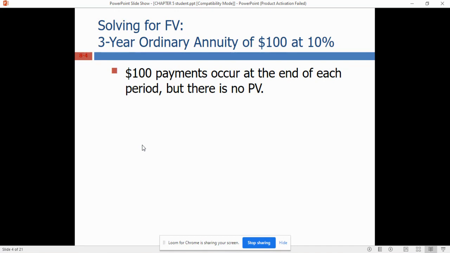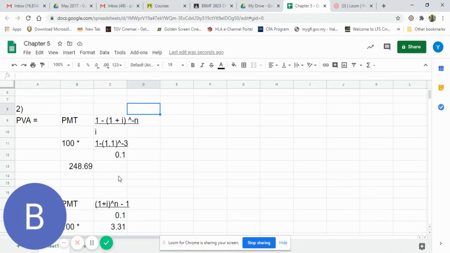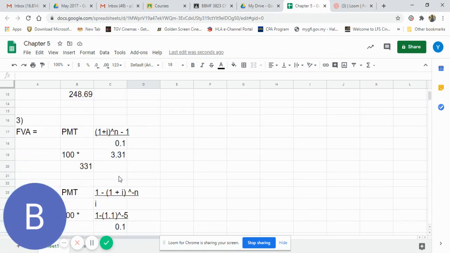So class, what did you get? Did you get 331? Right, so that should be your answer. As the class, of course, you have an option, right? You can use a PV table to calculate, or you can use the formula like this, right?